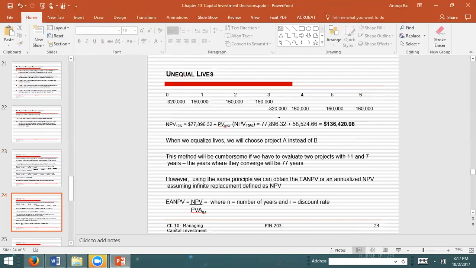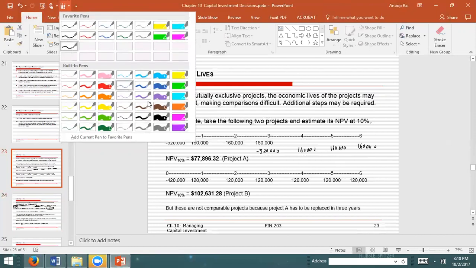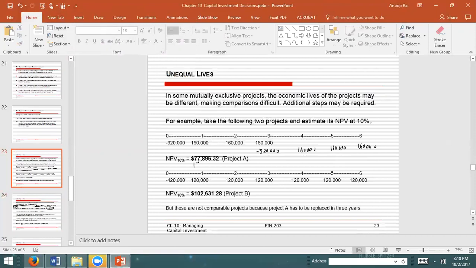Because we are replacing it with the same equipment, the net present value of these was calculated at 77,896.32. So to calculate this additional project, we get these here, and this also will be 77,896.32. And if you bring that back, it'll turn out to be worth 58,524.66. So if we add them up, it's 136,420. So in other words, the present value of this project, if it was repeated twice, is not 77, but 136,420, which is greater than this project.